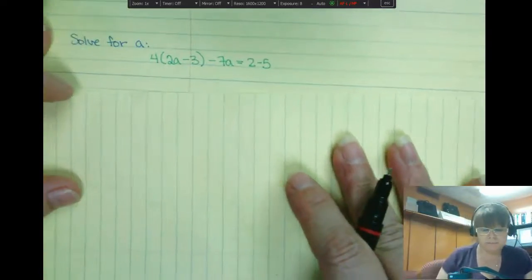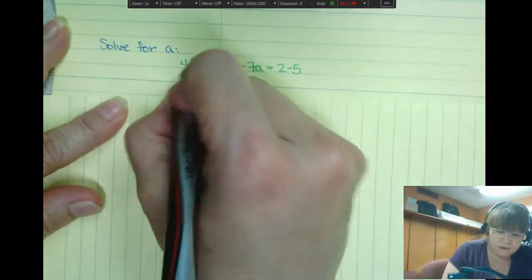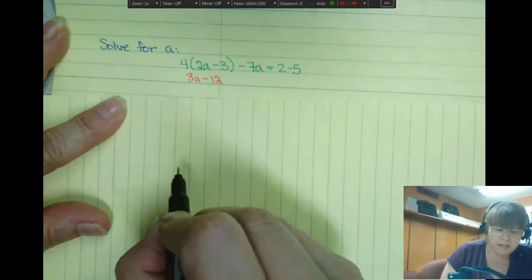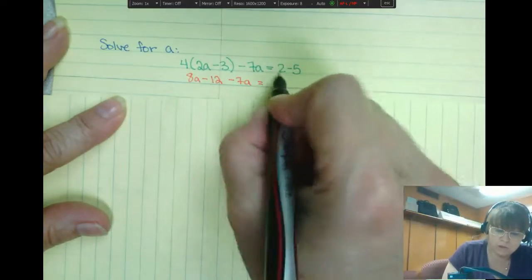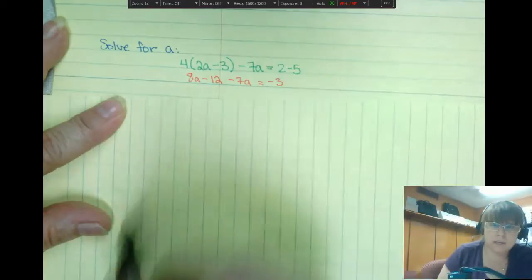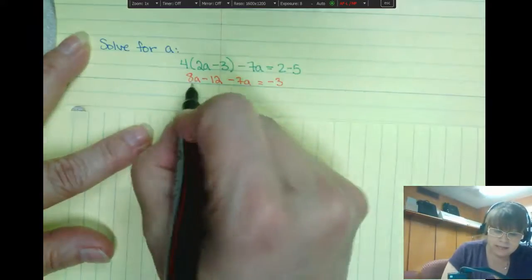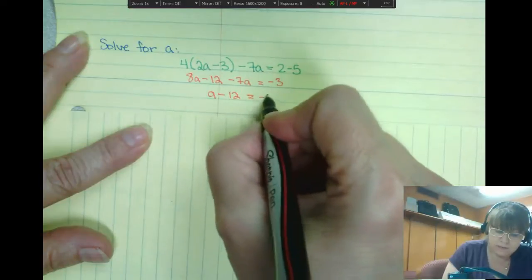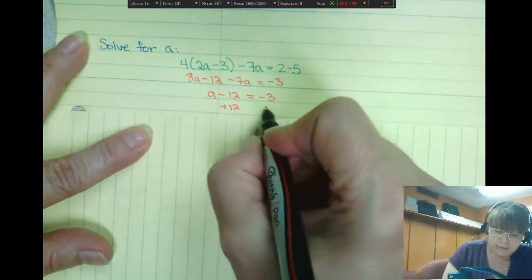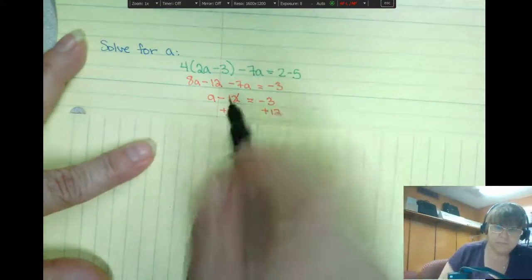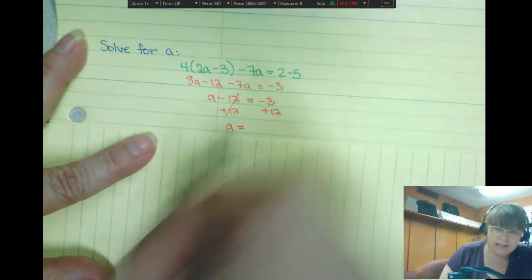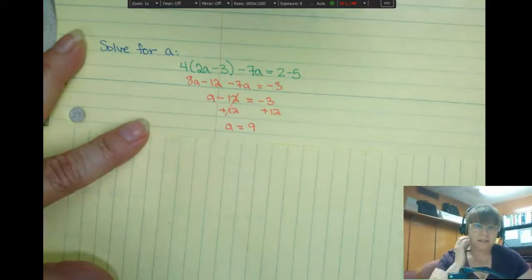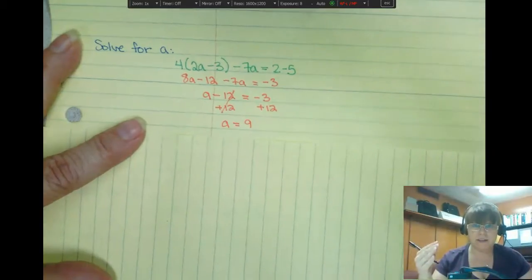Let's solve for a. I have the distributive property. 4 times 2a is 8a. 4 times negative 3 is negative 12, pardon me, minus 7a equals 2 minus 5, negative 3. Combine like terms. 8a minus 7a is a, minus 12 equals negative 3, plus 12 on one side, plus 12 on the other side. I'm left with a on one side of the equation, and 12 minus 3 is 9 on the other side of the equation. Again, plug in your solution, verify to see if it works.